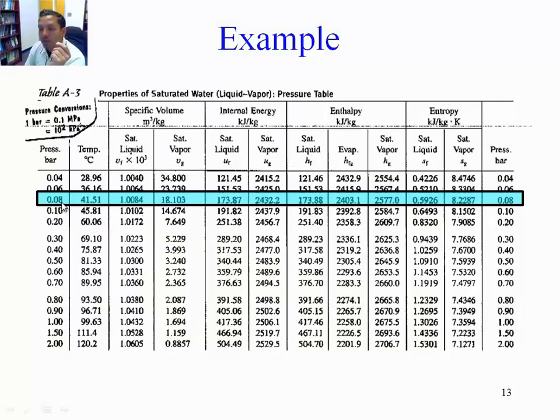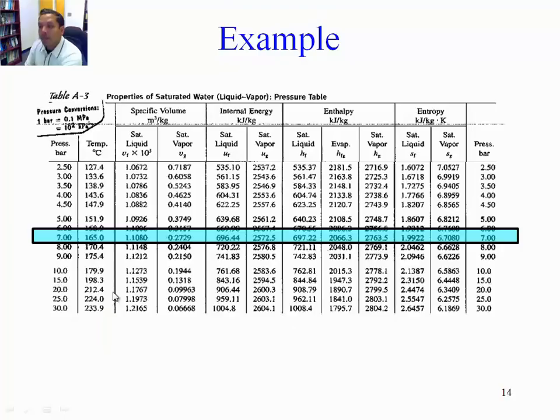At a pressure of 0.08 bar, the saturation temperature is 41.51. The saturated liquid volume, if we need the volume, is this much. The saturated liquid enthalpy is 173.88, and saturated liquid entropy is 0.5926. Those are the conditions at the inlet of the pump. At 7 bar, the saturation temperature is 165 Celsius.